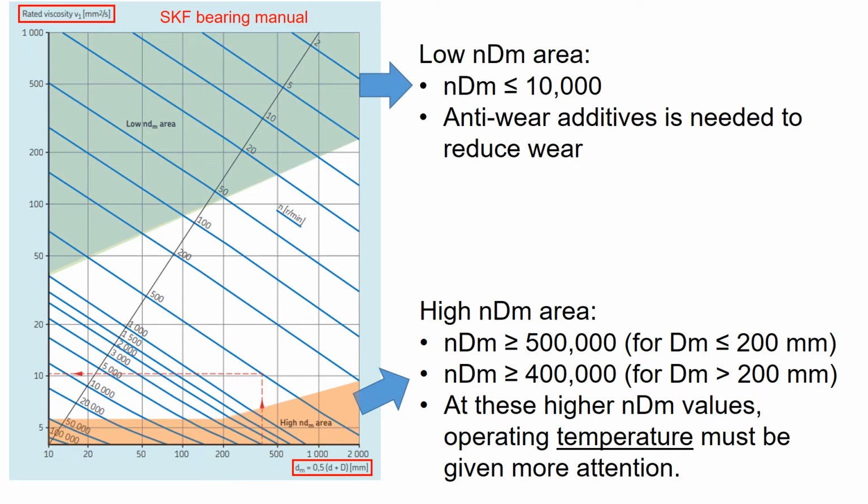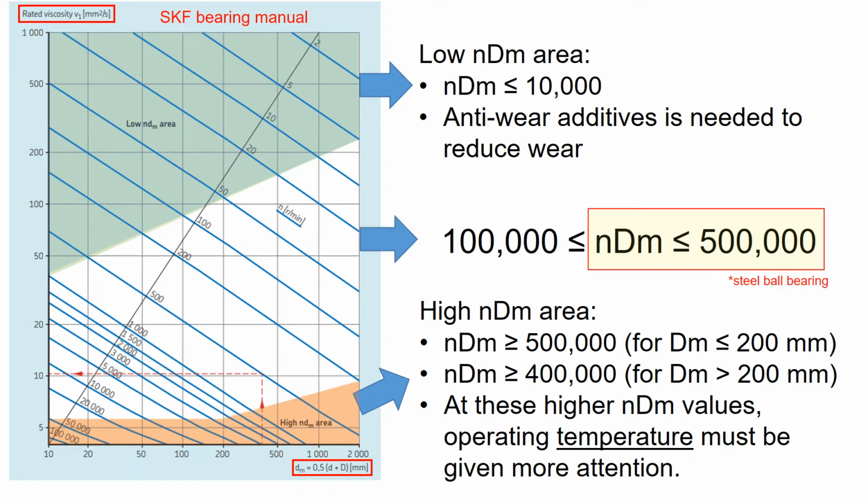The low NDM area is less than around 10,000 NDM. So if you are designing the bearing with the steel balls, try not to exceed the NDM above 0.5 million NDM.